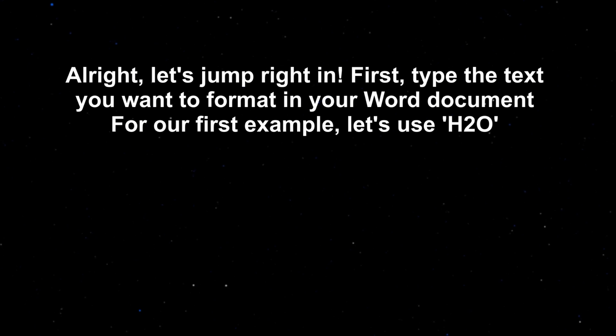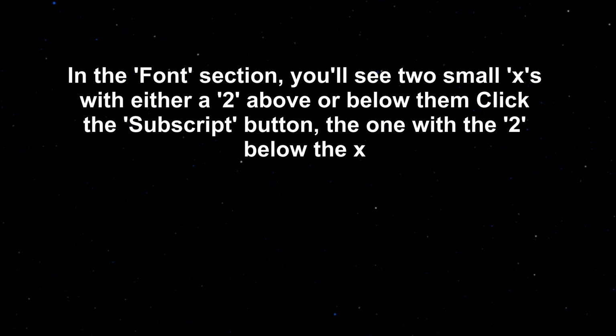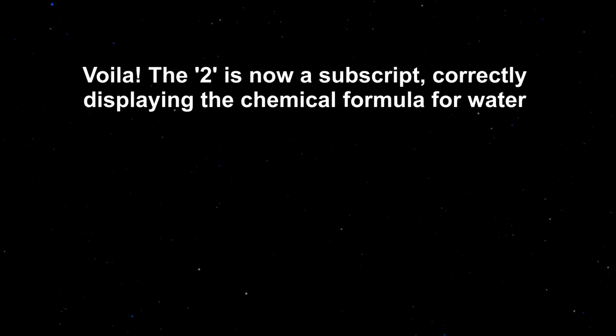First, type the text you want to format in your Word document. For our first example, let's use H2O. Now, select the 2 in H2O. Go to the Home tab in the ribbon at the top of your screen. In the font section, you'll see two small X's with either a 2 above or below them. Click the Subscript button, the one with the 2 below the X. Voila, the 2 is now Subscript, correctly displaying the chemical formula for water.